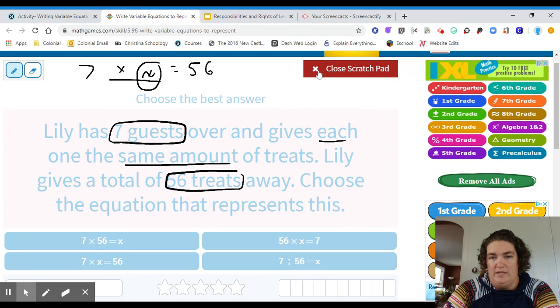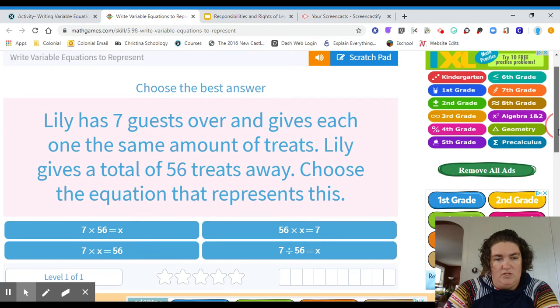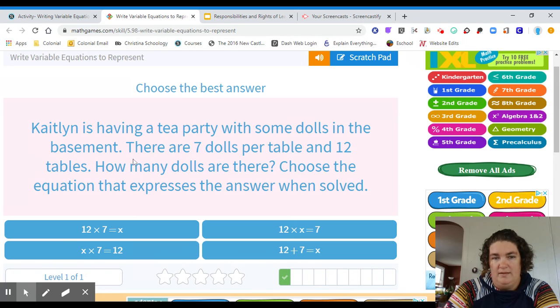So now that I've worked that out, I can come down here to my problem and find that one. I know I'm looking for 7 times some number equals 56. And I see that right here. And I click on it. And then it's going to give me another problem. And you're going to keep working through all of these problems until you are done with that level.